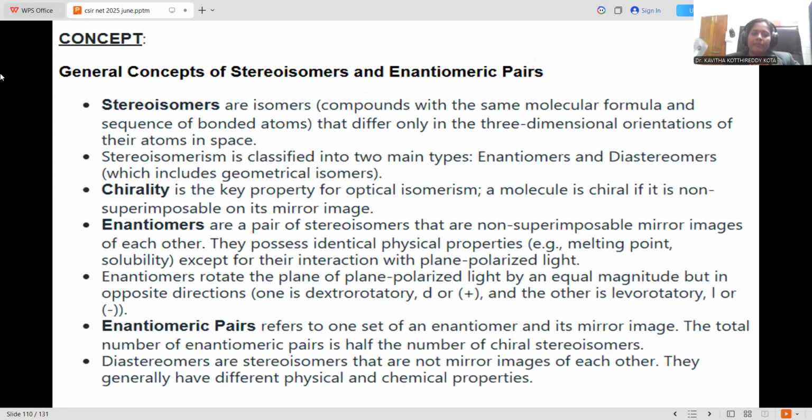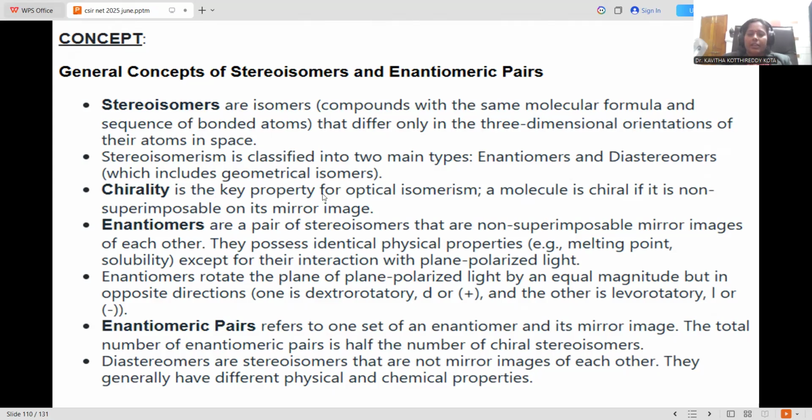For that purpose, we have definitions initially. Later on, we will go for the calculation, right? Stereoisomers mean isomeric compounds with the same molecular formula and the same sequence of bonded atoms, differing only in the three-dimensional orientation of their atoms. Around the metal, how the orientation changes is what matters for stereoisomers. Their position matters for stereoisomers. Stereoisomerism is classified into two main types, enantiomers and diastereomers, which include geometrical isomerism. Here, geometrical isomerism is also part of stereoisomerism only.